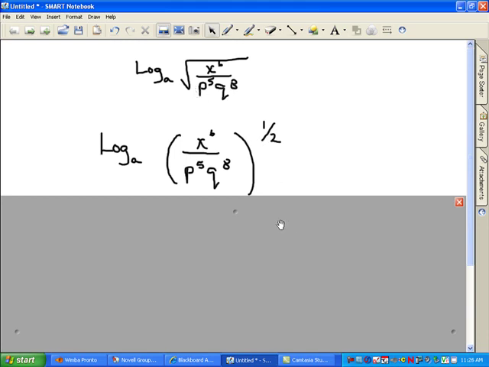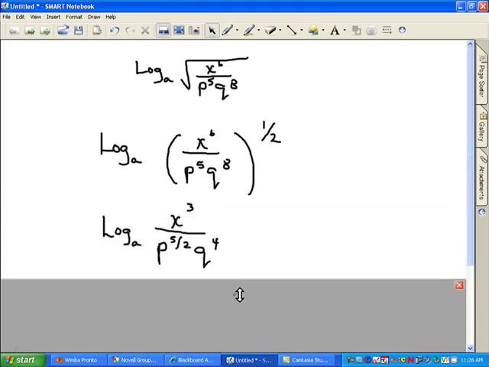Next we use our rules for exponents, and when you have something that's raised to a power, you are supposed to multiply those powers. So we're supposed to multiply the 6 and the 1/2, the 5 and the 1/2, and the 8 and the 1/2. So that's what I've done in the very next step. That just simplifies things a little more.